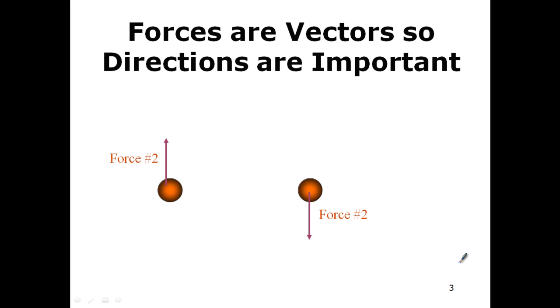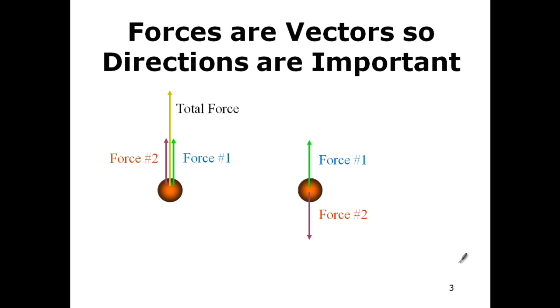Forces are vectors, so directions are important. If something points up, it's positive. If something points down, it's negative. If something points right, it's positive. If something points left, it's negative. So we can add another force in here. We'll call it force one. Same magnitude. If it's going in the same direction as force two, then these forces add together. But if force one goes in the opposite direction of force two, then they subtract.